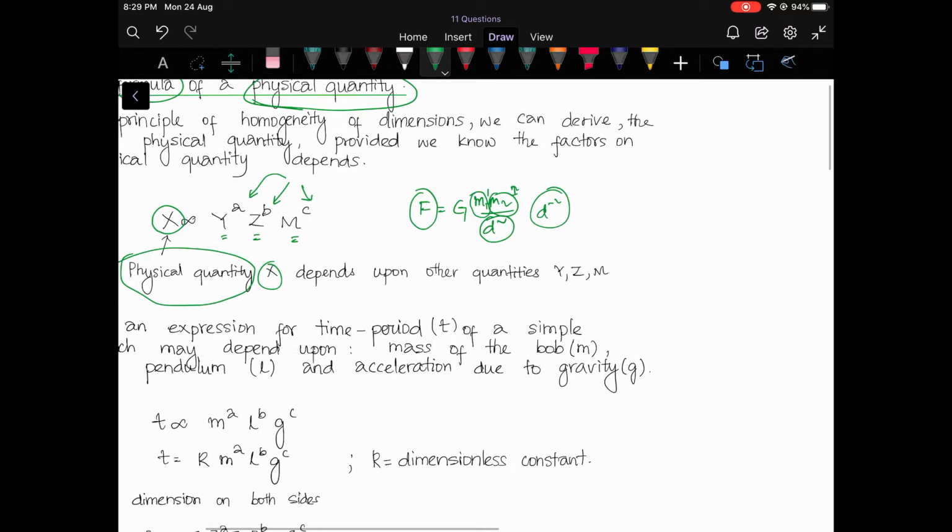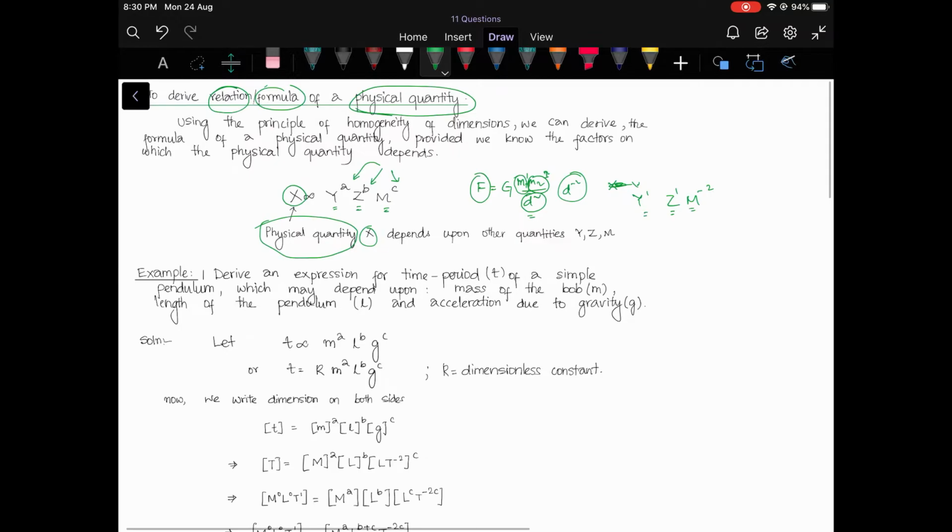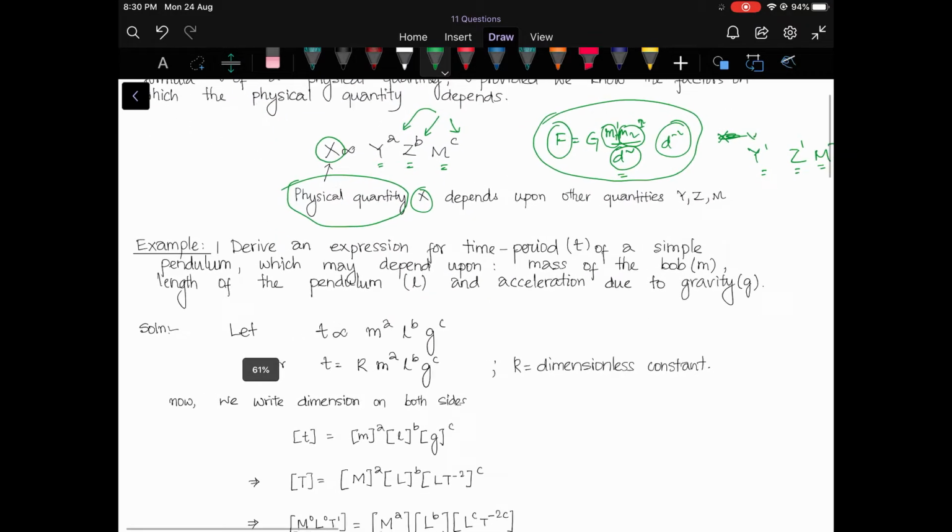So it's like writing y, z, m. Y is your m1, so power 1. Z is your m2, so power 1. M is like your distance between the two masses, so to the power minus 2. So how do we get to this relation using dimensions is what we are going to learn in this video.